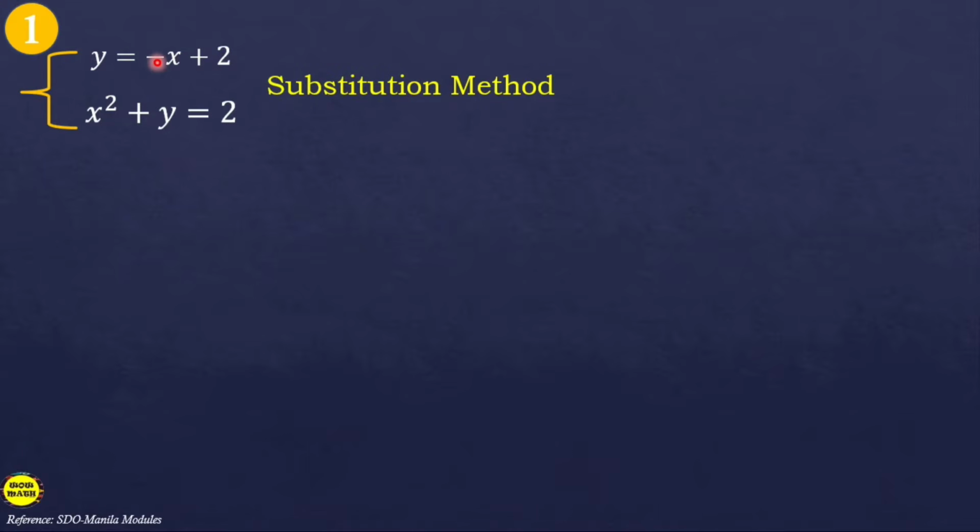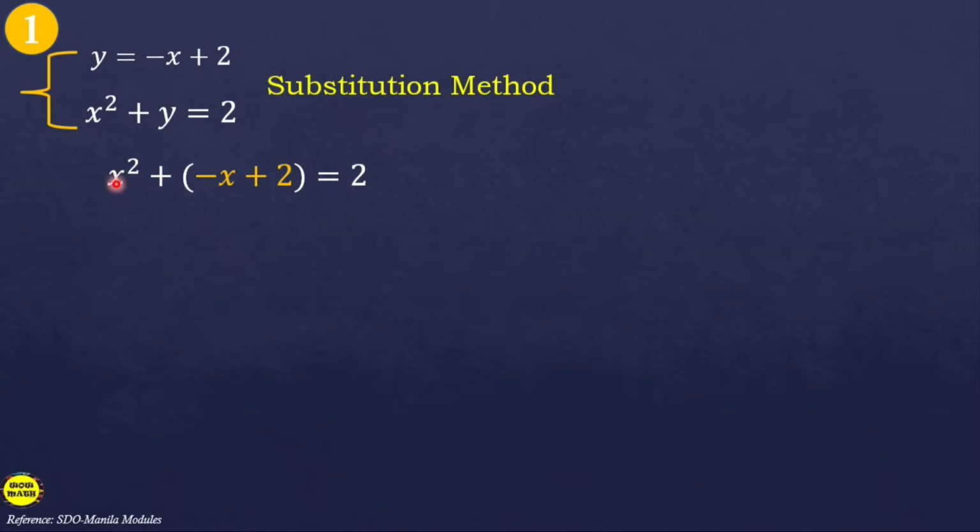Given y is equal to negative x plus 2, and then x squared plus y is equal to 2. So kapag ganito class, may value yung y natin. Yung unang equation natin, since may value yung y, yung value niya yung isa-substitute natin dito sa pangalawang equation. So yung y natin dito, papalitan natin ng negative x plus 2.